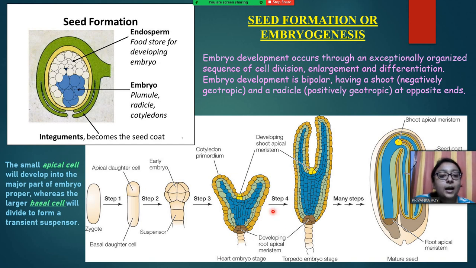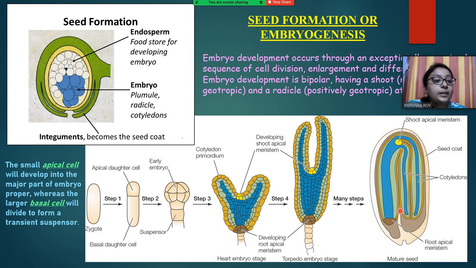And after multiple divisions, there is a change of shape, and it is known as the torpedo embryo stage. So from heart shape to torpedo shaped, and then after many such steps, it gives rise to a mature seed, where there is the root apical meristem, the shoot apical meristem, and two cotyledons, which are ultimately covered by a seed coat.